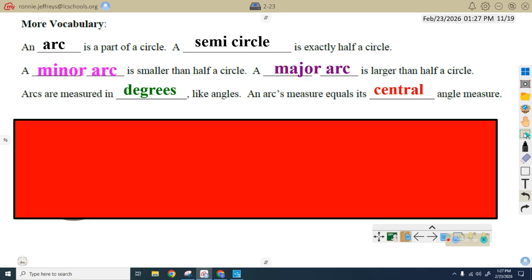Okay? A minor arc is smaller than half the circle. So a minor arc would be like an acute arc. Okay? Remember, acute angles are less than 90. Well, minor arcs are less than 180. All right? A major arc is greater than 180. It's larger than half a circle. It's measured in degrees like angles, and the measure is its central angle. Okay?